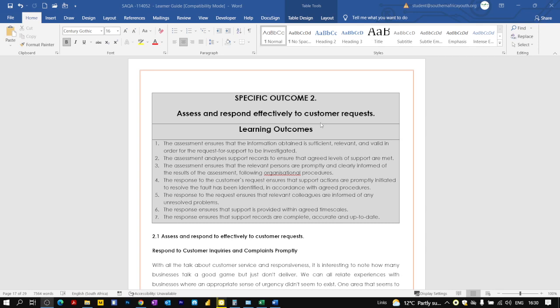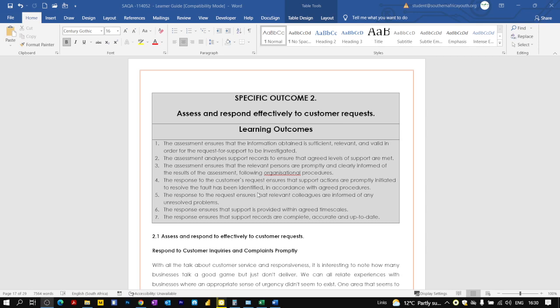requesting services. Now, the next thing is that the response to the customer's request ensures that the support actions are promptly initiated to resolve the fault that has been identified in accordance with agreed procedures. There are always ways in which we should solve any problem.